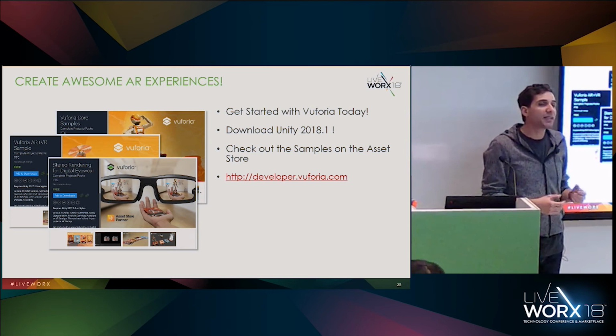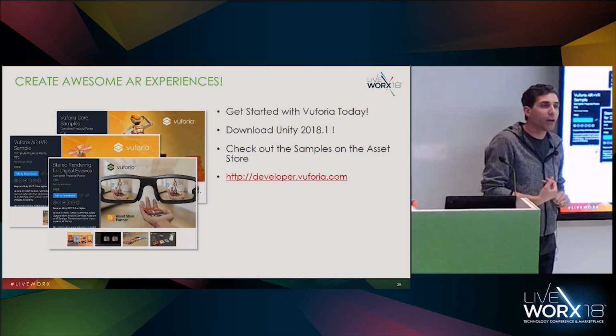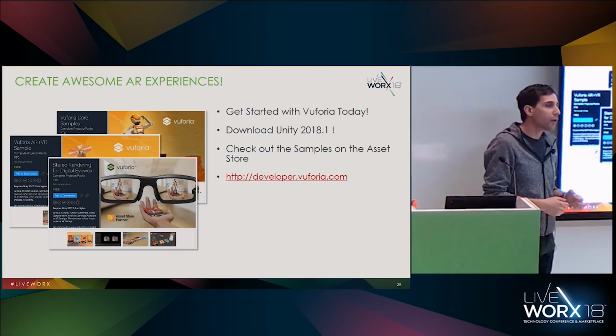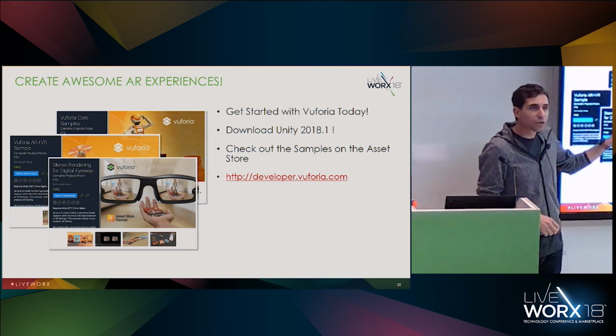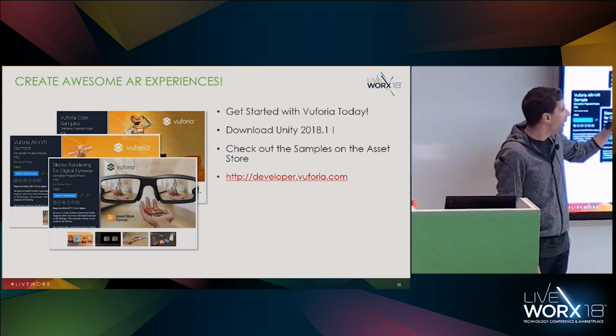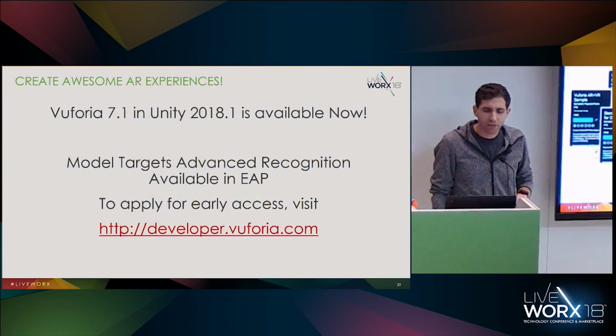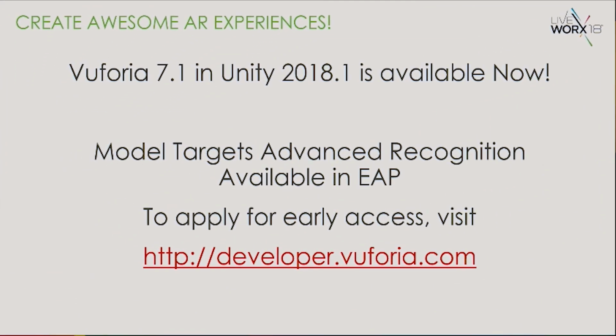All right, like I mentioned before, we have a lot of samples available both on our website, developer.vuforia.com, and on the Unity Asset Store. For those of you who want to get started with Vuforia right away, go to the Unity Asset Store, search for PTC or Vuforia, and you'll find all our samples there. We have maybe 8 or 9 samples available for developers to play around with. Vuforia 7.1 is available in Unity 2018.1 today. Very soon we'll be launching Vuforia 7.2 with ARCore functionality and broader Vuforia Fusion support. And for those of you looking to do anything with model targets with advanced recognition, we have it in our early access program. Check out our website to learn more about it.